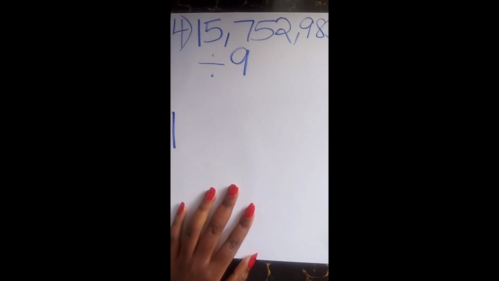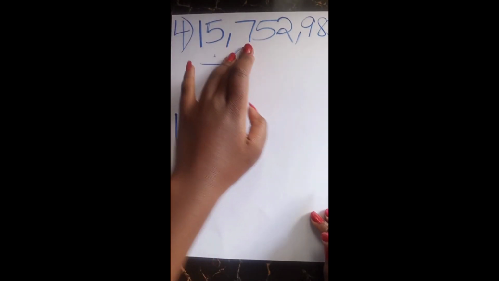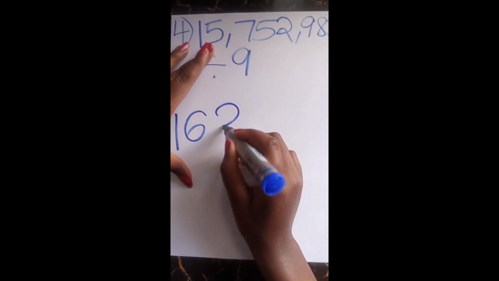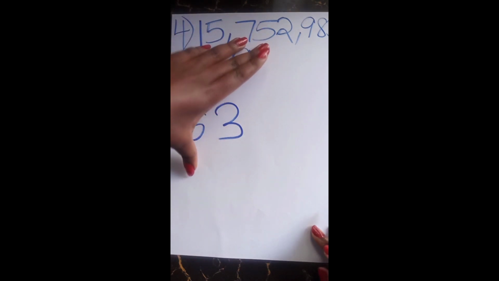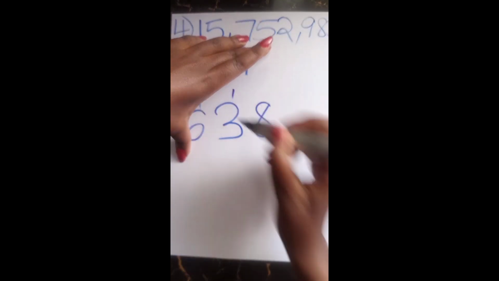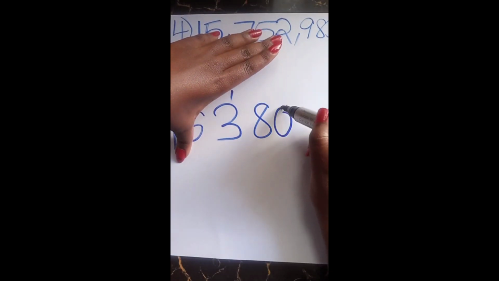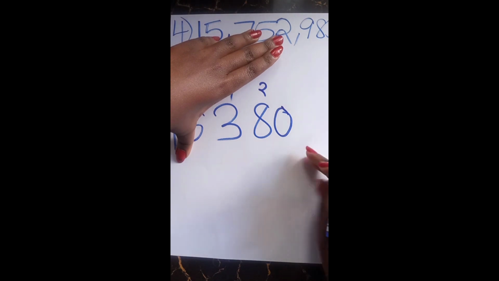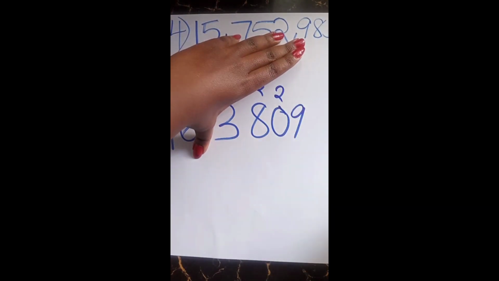1 plus 5 is 6. So we'll write a 6 over here. 6 plus 7 is 13. We'll write a 3 here and carry a 1 here. 13 plus 5 is 18. So we'll write an 8 here and carry a 1 here. 18 plus 2 is 20. We'll write a 0 here and carry a 2 here. 20 plus 9 is 29. We'll write a 9 here and carry a 2 here.